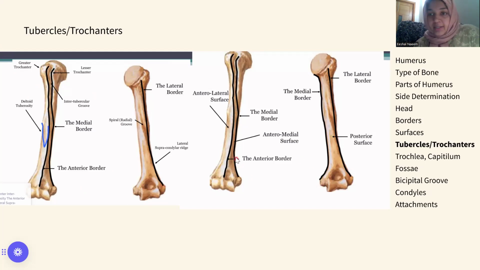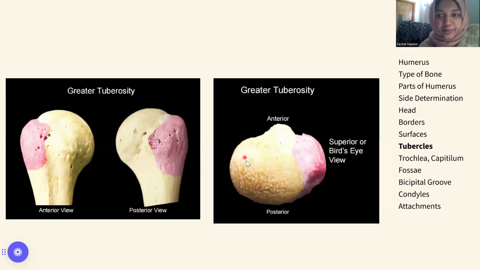Moving on. We've studied these borders and surfaces. I hope this image is a good revision for you guys. Moving on. The tubercles, we've already studied the greater tubercle. This had 3 facets, which were bearing the attachments of the supraspinatus, infraspinatus, and teres minor, with 3 impressions here, right?